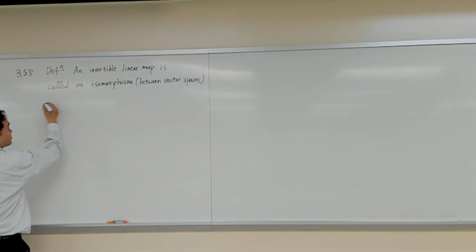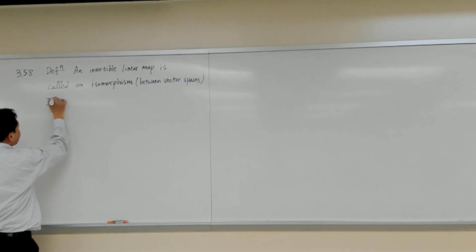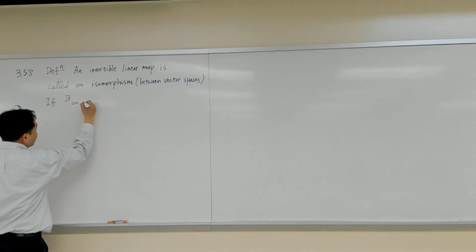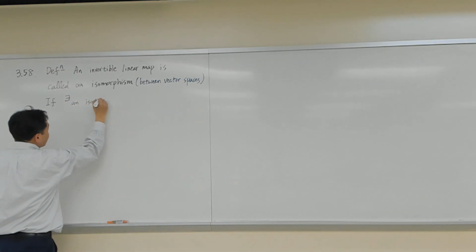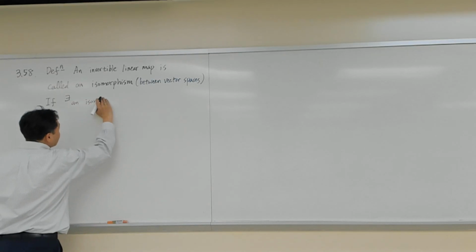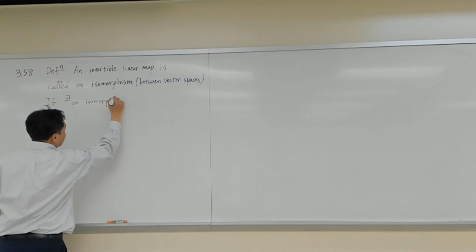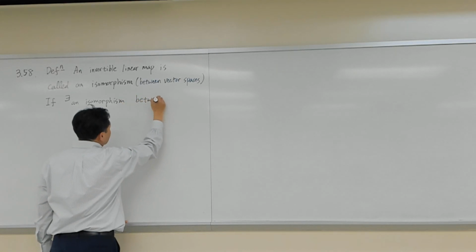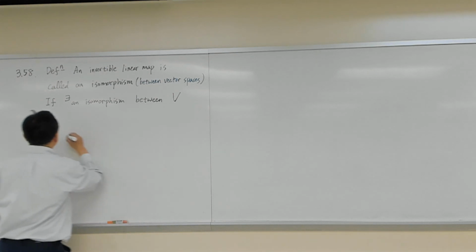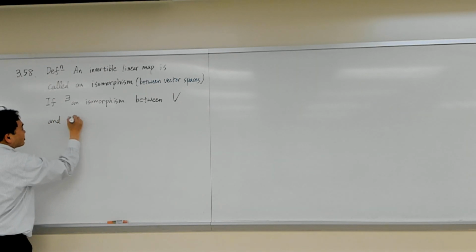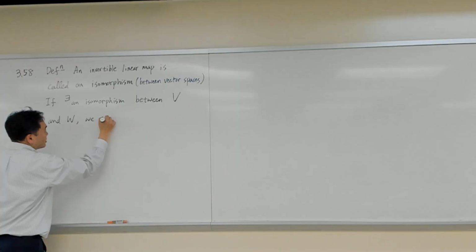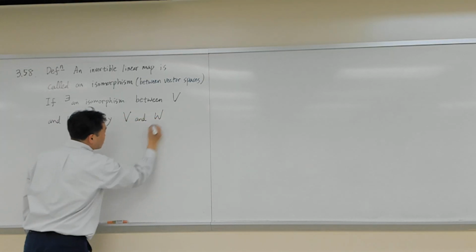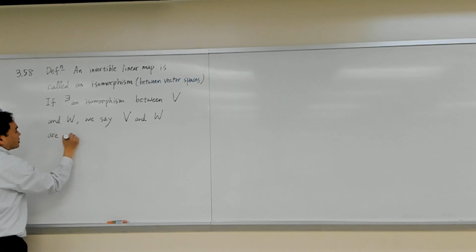And if there exists an isomorphism between V and W, two vector spaces, we say V and W are isomorphic.